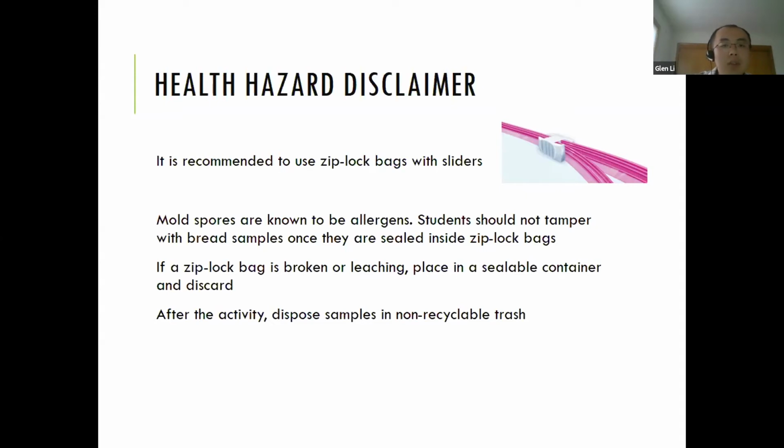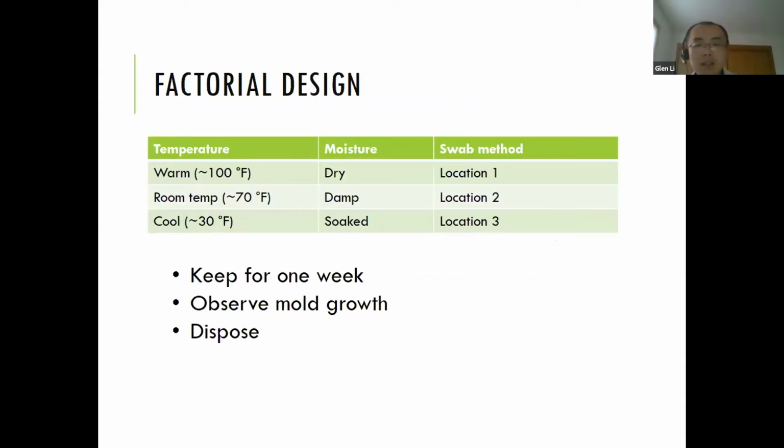Okay, so this is just a basic design of the lesson. It's pretty straightforward. We are looking at the impact of 3 different factors on the growth of molds on bread surface. So temperature, moisture, and which location we're swabbing it on. I'm using location 1, 2, and 3 just to be general, but in your class, you can identify your own surfaces, like for example kitchen sink or doorknobs.